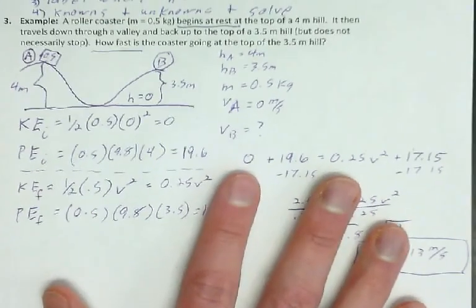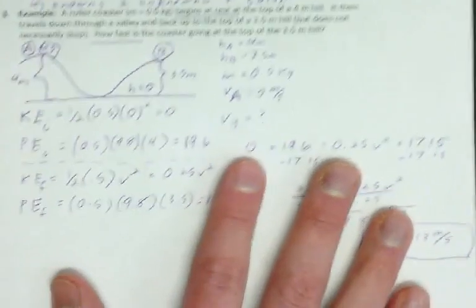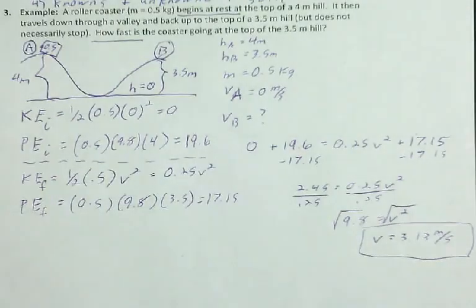What if we don't make h equals 0 on the ground? What if we make h equals 0 something else? Can anyone else think of a place we could put h equals 0 that might be easier?